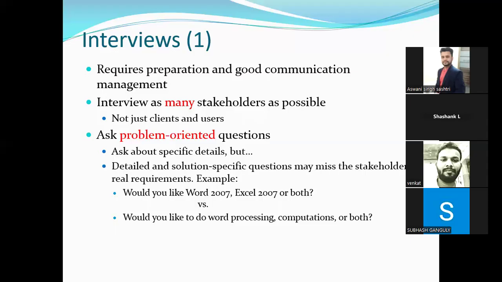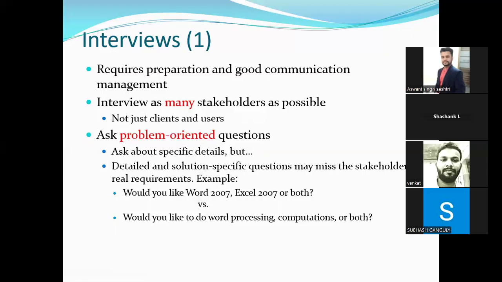Now, when you are asking questions in the interview section, you should ask problem-oriented questions. First, this problem-oriented question should be open-ended. It should not be a close-ended kind of question. Whenever you ask a question in the interview, it should open space for the user to give you the answer in detail, and the answer given by the client should be descriptive.